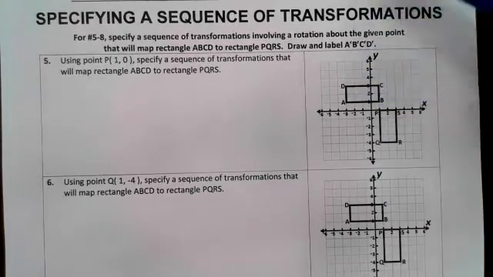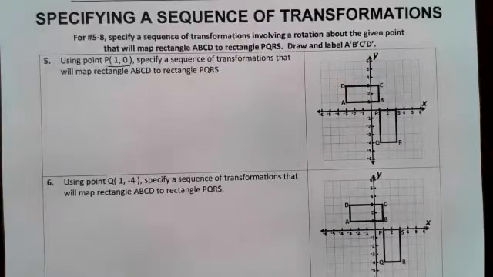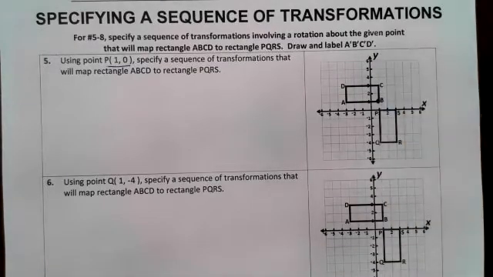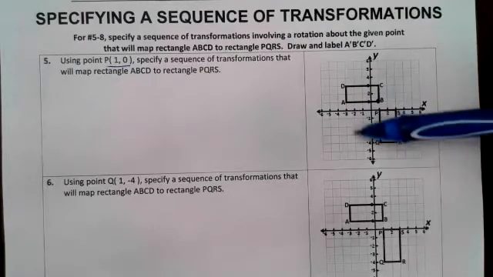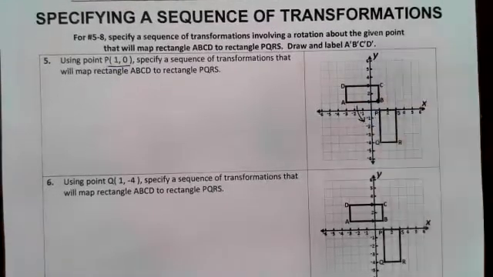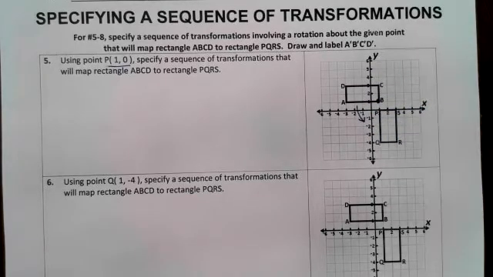So I'm going to start here, and they tell me what point to use. So I'm going to use this point. So I'm going to rotate around that point. So 1, 0 is where B is. There's a couple ways that I can rotate, but I want A to map to R. So I would recommend going in a counterclockwise direction, or we can go clockwise 270. This is the quickest way to get there.